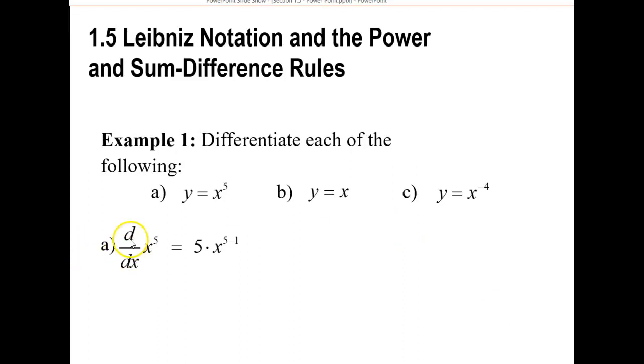So for part A, the derivative with respect to x of the function x to the fifth, by our power rule, is simply the exponent 5 comes down to the front, multiplied by x to 1 less power, whatever 5 minus 1 is, or in other words, 5x to the fourth. You can skip writing this down if you can do that in your head. Just know that the power is now the coefficient and the new power is 1 smaller, so 5x to the fourth.